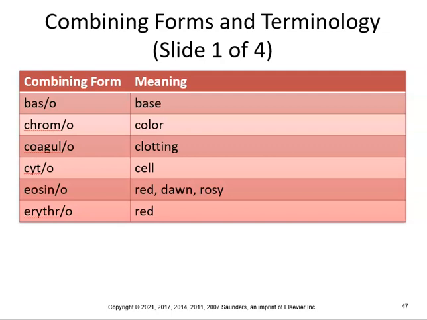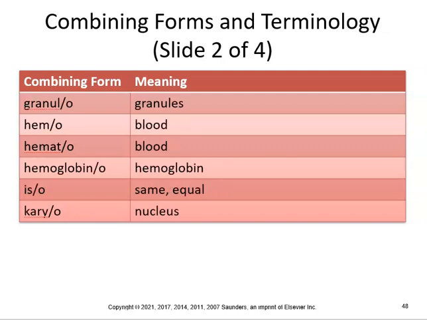Erythro is red, so erythrocytopenia, deficiency of red blood cells. Granules, so granulocyte is a white blood cell with large dark staining granules in its cytoplasm. Hemo is blood, so hemolysis, destruction of blood cells. Hematocrit is another way, separation of blood, percentage of red blood cells in a given volume. So if your hematocrit is low, that can be concerning. Hemoglobin, so hemoglobinopathy is a disease of abnormal hemoglobins, such as sickle cell anemia.